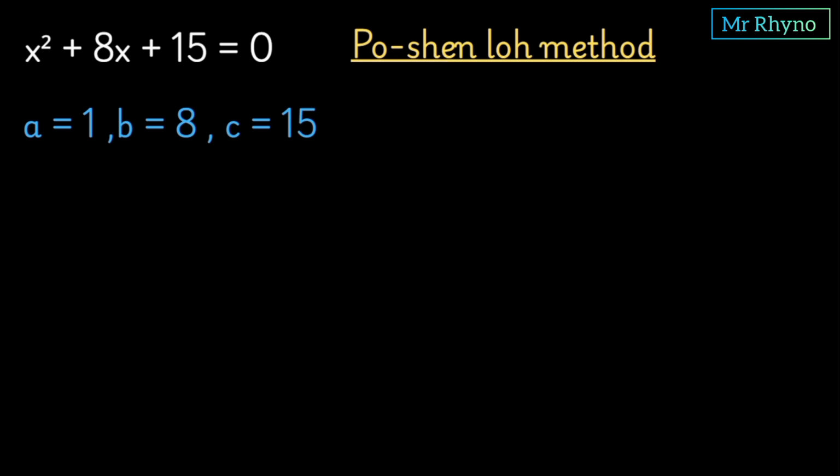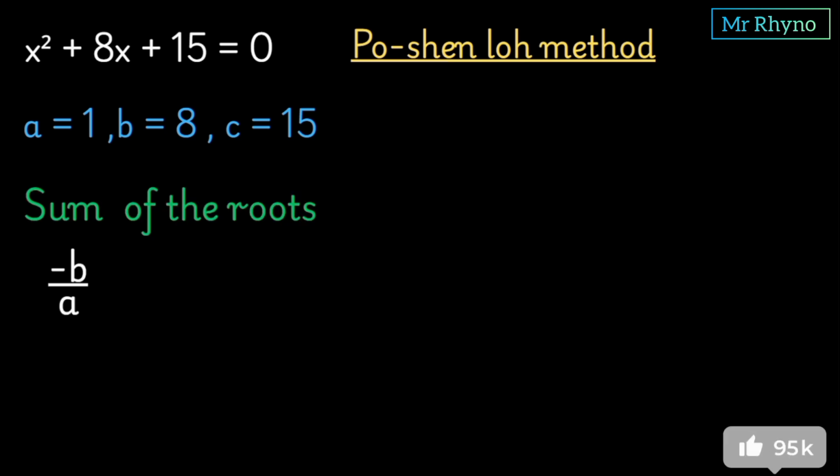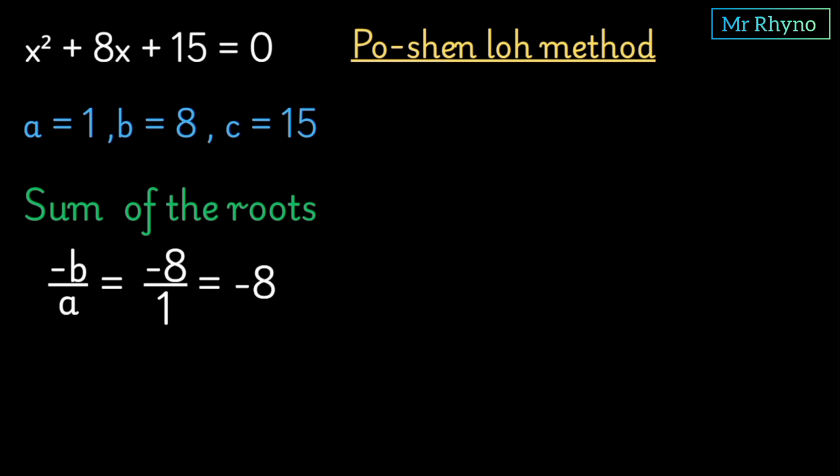The second step, we get the sum of the roots using this formula, negative B over A. Our B is 8, so it shall be negative in bracket 8, then over A, which is actually 1. We can get rid of the brackets so that we have negative 8 divided by 1, and that gives us negative 8 as the sum of the roots.